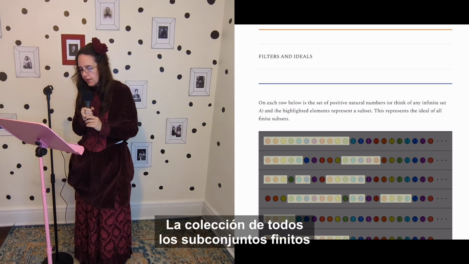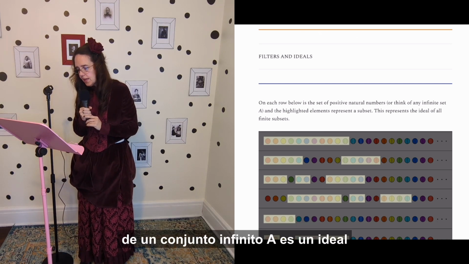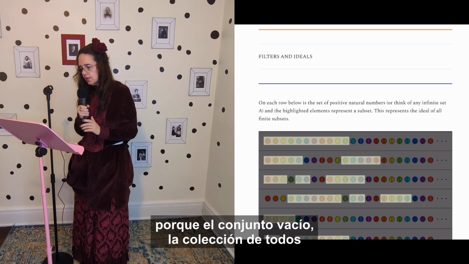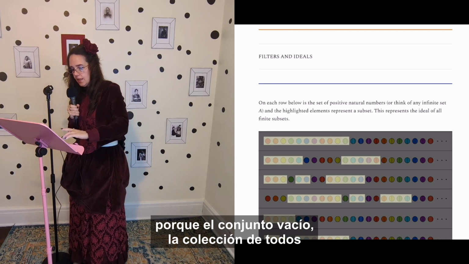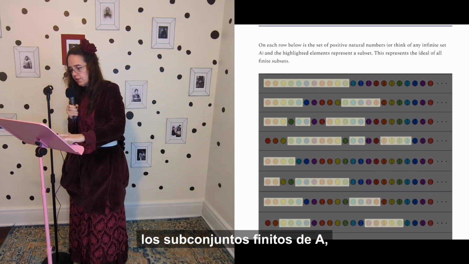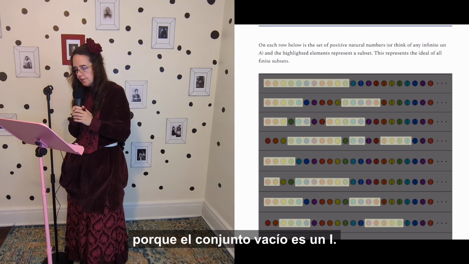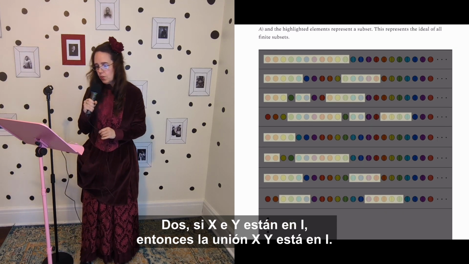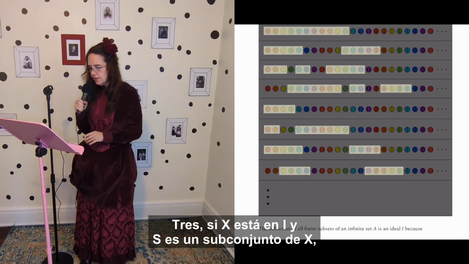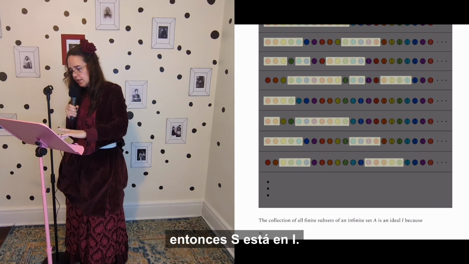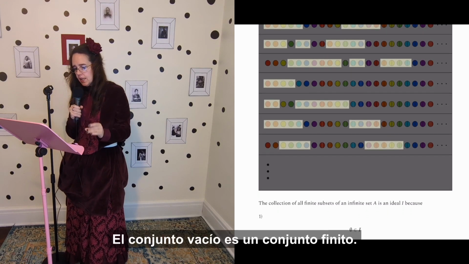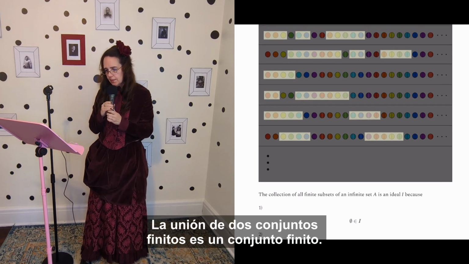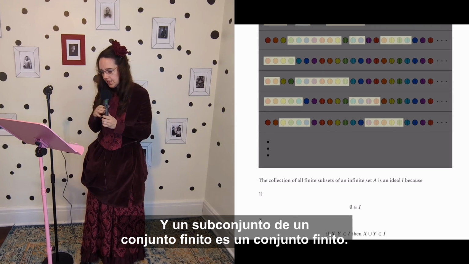The collection of all finite subsets of an infinite set A is an ideal. 1, because the empty set's in I. 2, if x and y are in I, then x union y is in I. 3, if x is in I and s is a subset of x, then s is in I. The empty set is a finite set. The union of two finite sets is a finite set. And a subset of a finite set is a finite set.